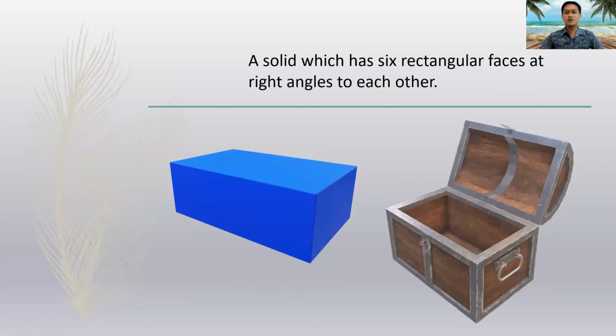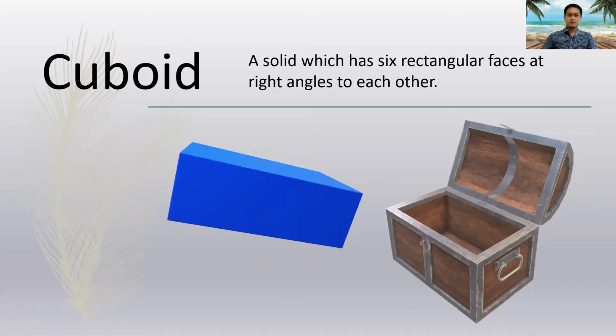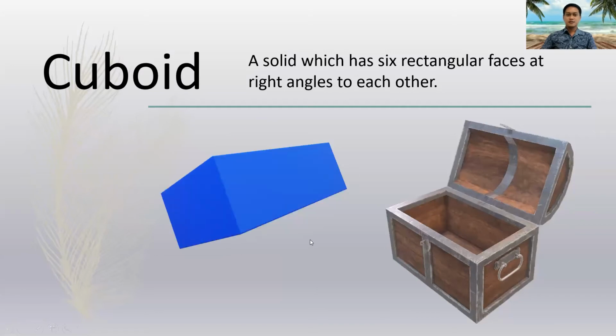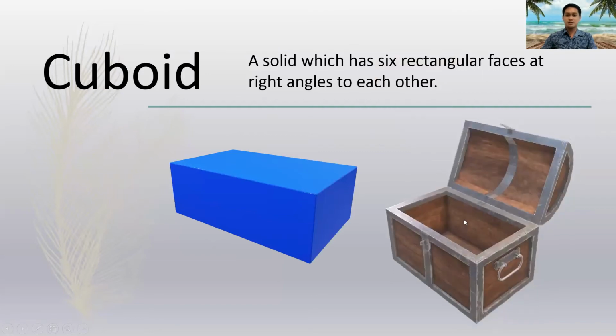Next, a solid which has 6 rectangular faces at right angles to each other. What do we call this 3D shape? Can anyone guess? No one? Okay. It is cuboid. It has 6 rectangular faces at right angles to each other. An example is a box or treasure box.